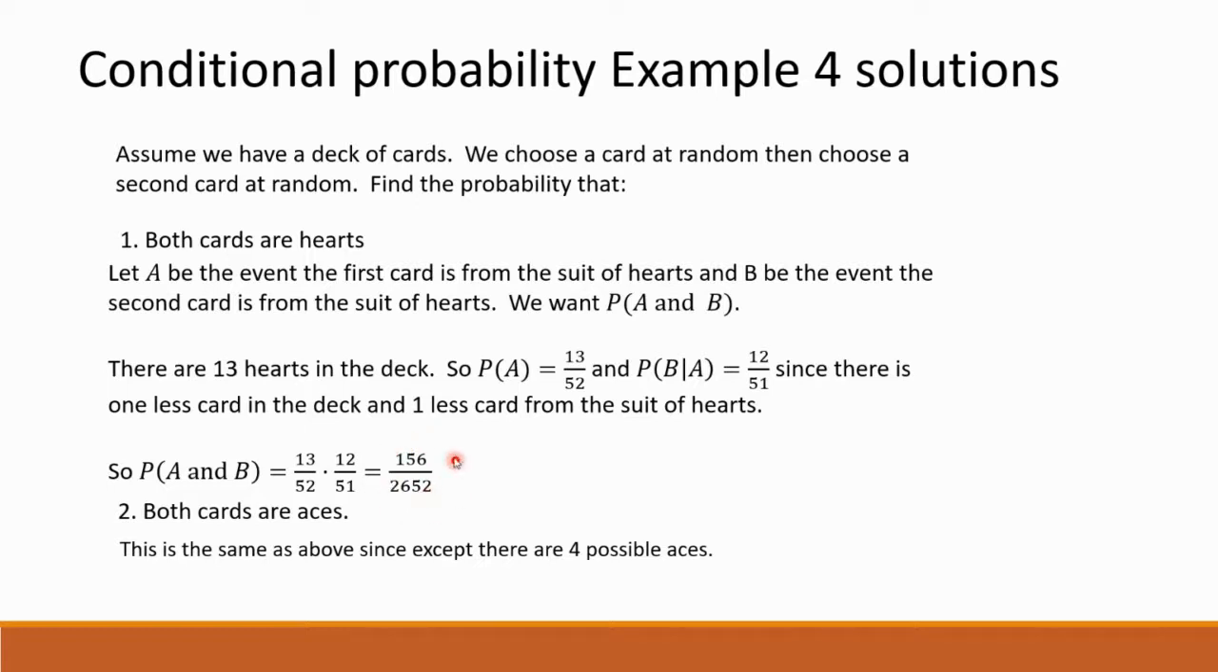So you can check my calculation. I know that's a pretty small number. There's 2,652 possible outcomes here. Now imagine listing all of those. That'd be a lot. Big sample space.